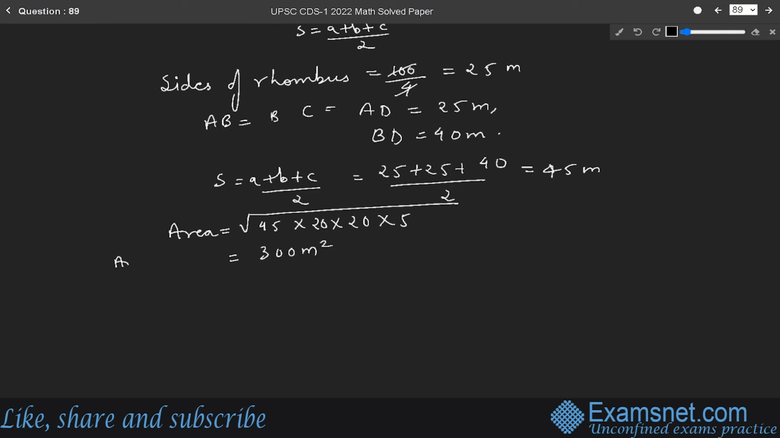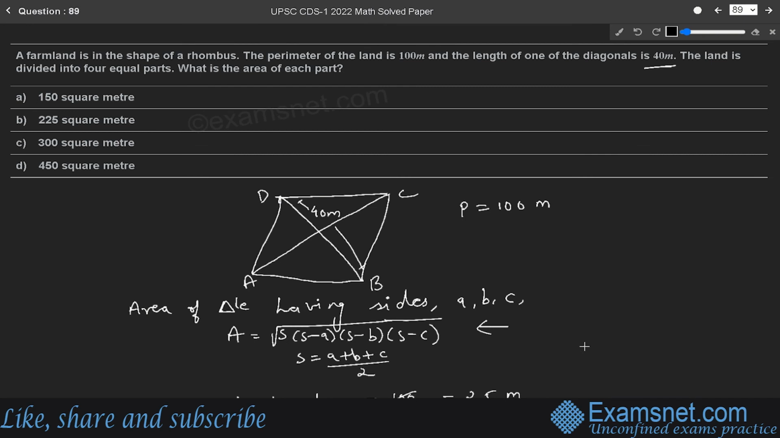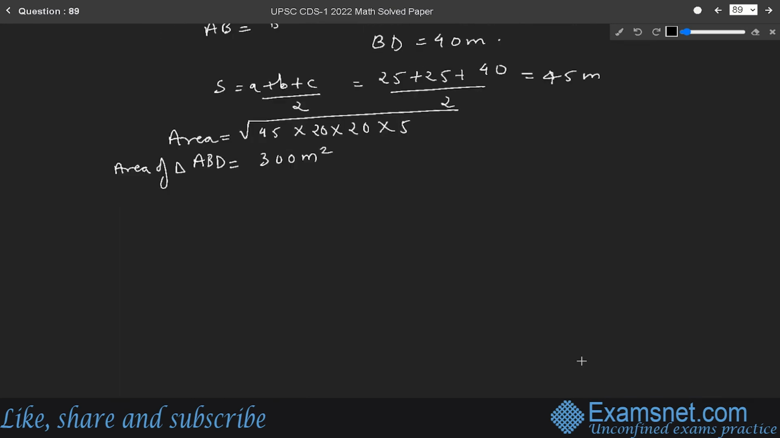This is the area for triangle ABD. Now since the diagonal divides the rhombus in two equal triangles, the whole area of the rhombus will be area of triangle into 2. Therefore the area of rhombus will be, as there are two equal parts and if we know the area of one part, we can multiply it by 2. So area of rhombus will be 2 into 300 meter square, which will be 600 meter square. So this is the required answer for this question.